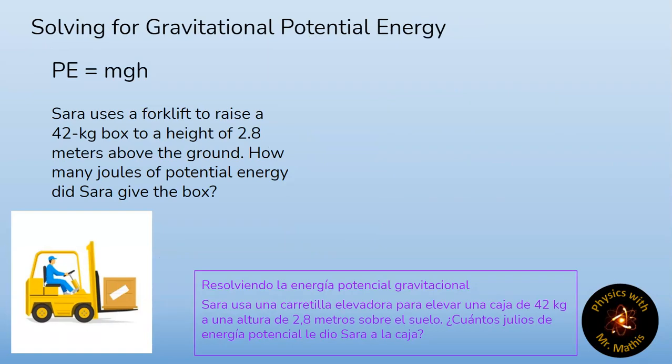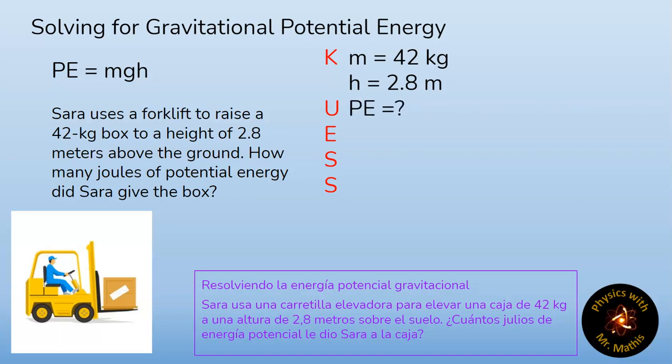Here's a sample problem for gravitational potential energy. Sarah uses a forklift to raise a 42 kilogram box to a height of 2.8 meters above the ground. How many joules of potential energy did Sarah give the box? Using GRASP again, we see that the mass is 42 kilograms according to the problem. The height is 2.8 meters. We're solving for potential energy this time.